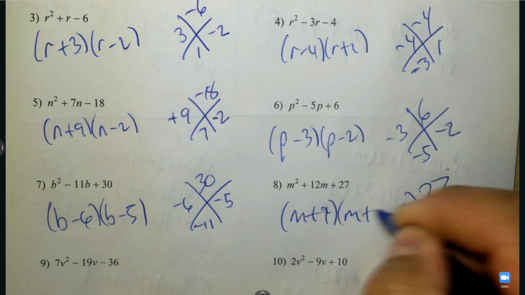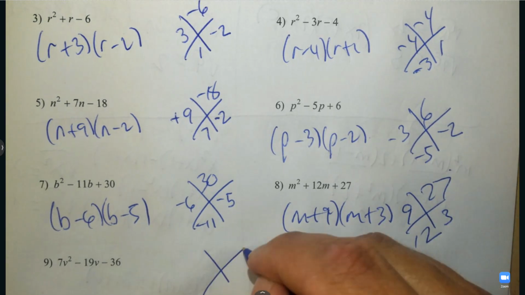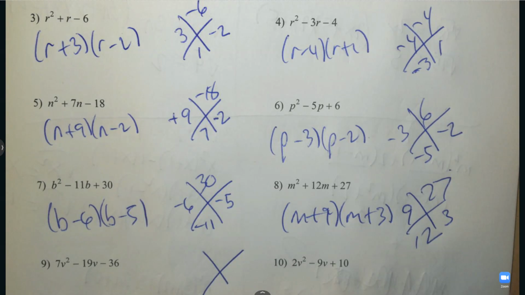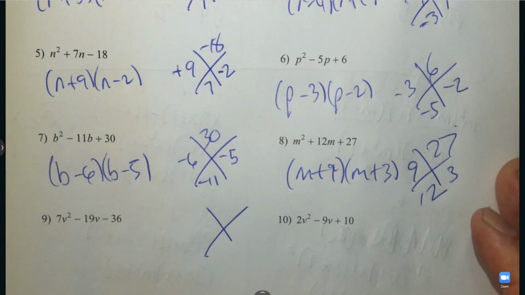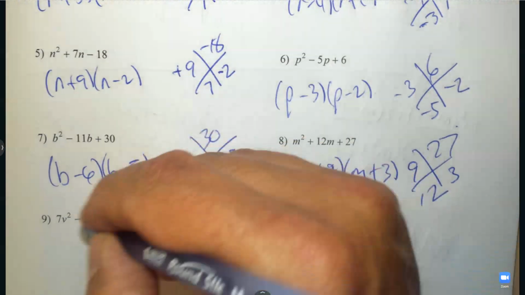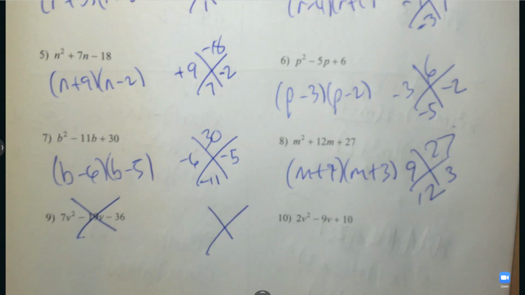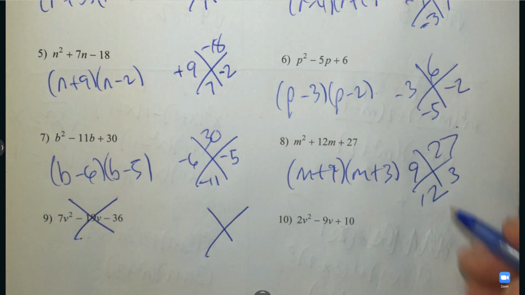And now these aren't basic trinomials anymore. So now it's going to take a couple steps. This is like way too big. Like 7 times 36. I'm going to tell you right now, don't do it. It's too big. I give you permission. 9 can be left empty. Let's go to number 10.